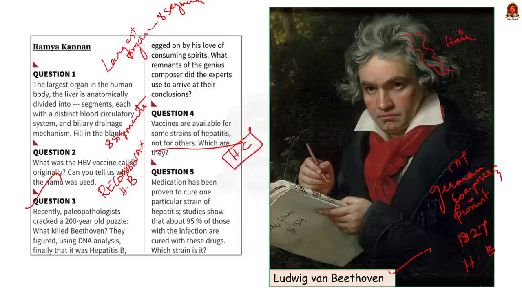Now moving on to the final question. Medication has been proven to cure one particular strain of hepatitis. Studies show that about 95% of those with the infection are cured with these drugs. Which strain is it? See, the correct answer is hepatitis C. Despite the vaccine not being available for hepatitis C, it is curable in more than 95% of cases. See, people who test positive for hepatitis C should be treated with direct acting antiviral drugs. That is DAA drugs. Okay?